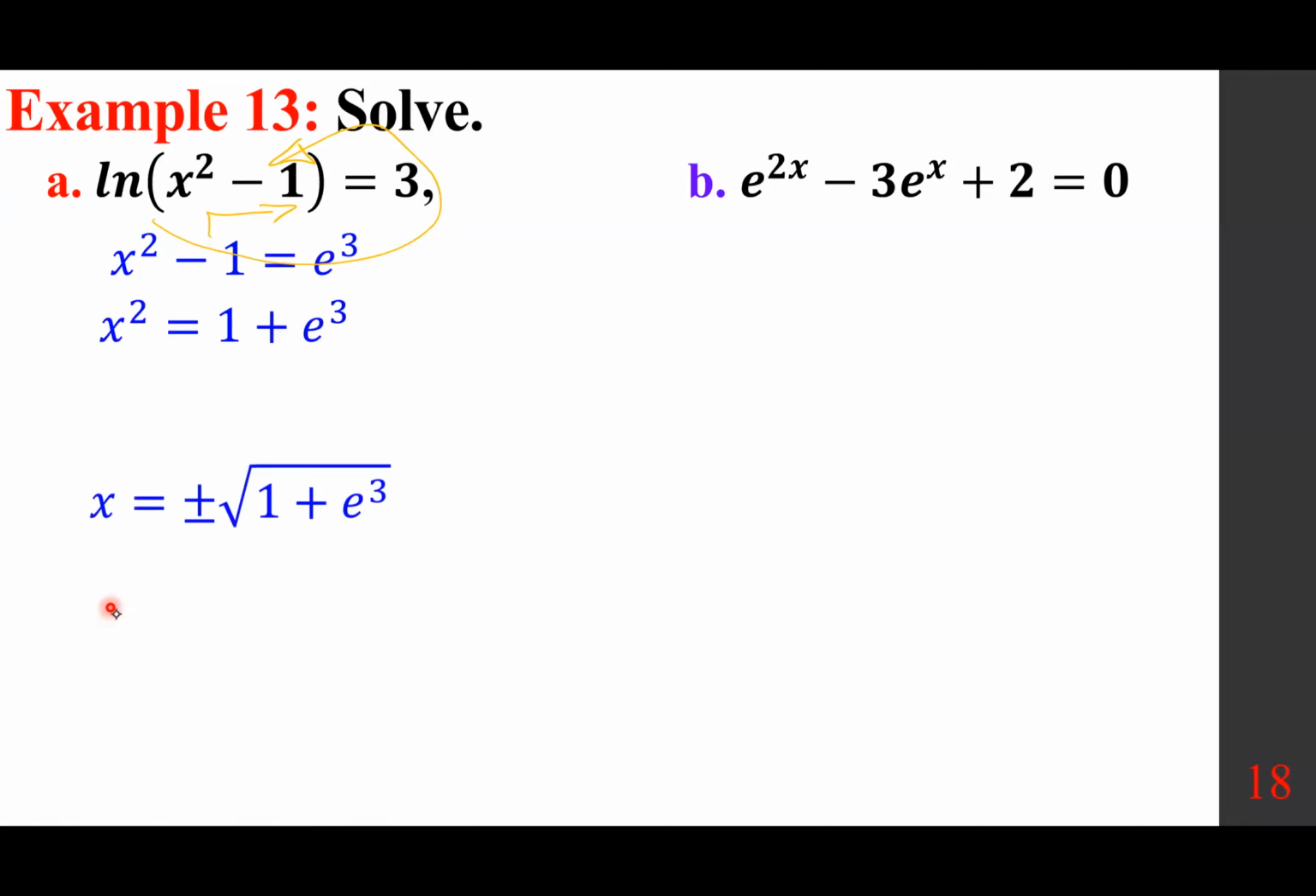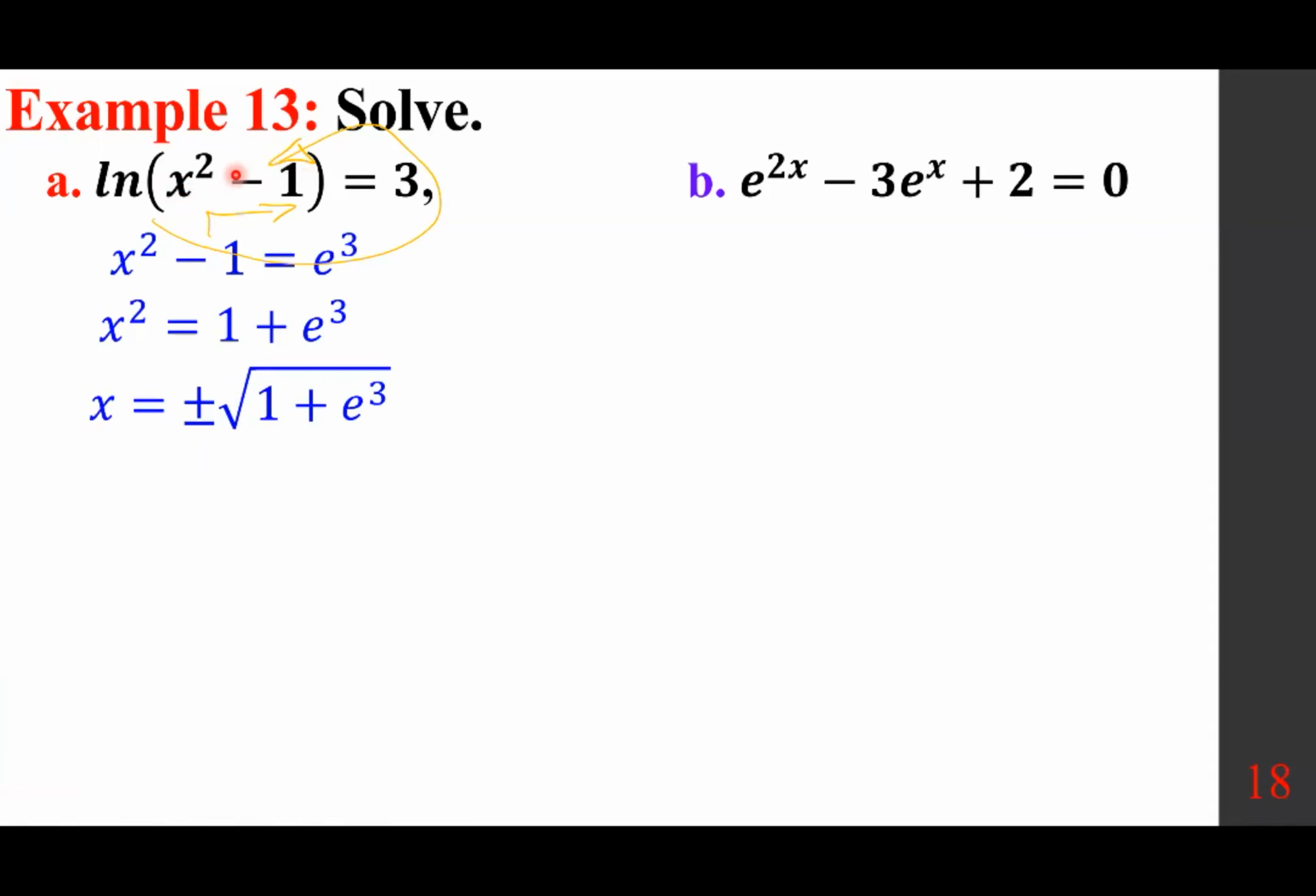Can we use both signs? The answer is yes. Why? Because you're squaring it and both of them become positive. Remember, your argument must be positive. When you're looking at logarithmic functions, the argument must be positive. But this one gets squared and it becomes positive. You have nothing to worry about.